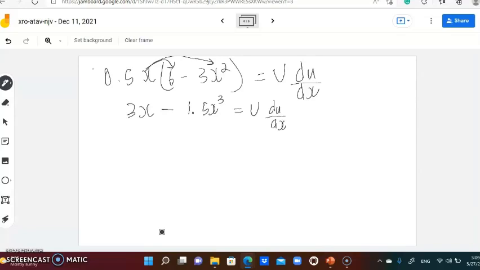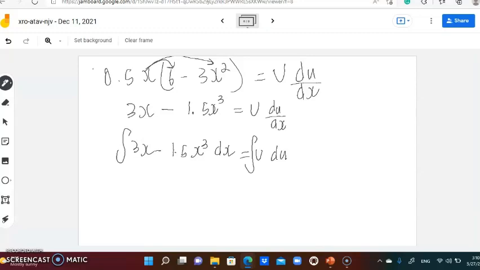I can solve for u squared by using separation of variables, because looking at this, I notice that it is separable. So let's separate. So u du is equal to, I'm going to bring my dx here, 3x minus 1.5 x cubed. Now I can integrate both sides.